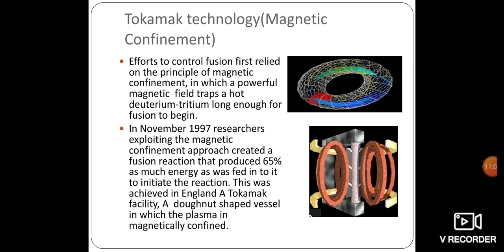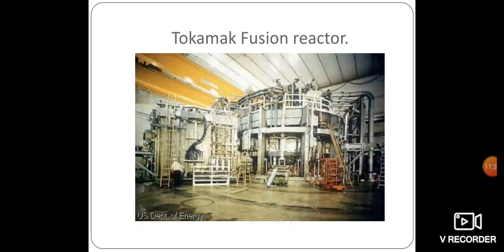In November 1997, researchers exploiting the magnetic confinement approach created a fusion reaction that produced 65% as much energy as was fed into it to initiate the reaction. This was achieved in England at a Tokamak facility, a donut shaped vessel in which the plasma is magnetically confined. So this is the pictorial view of the Tokamak fusion reactor. This is shown here.